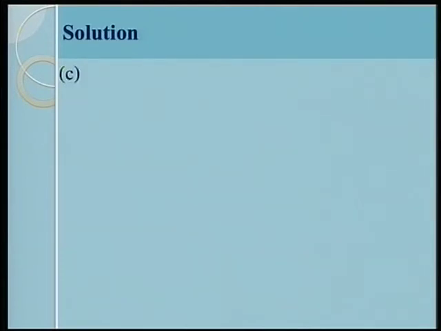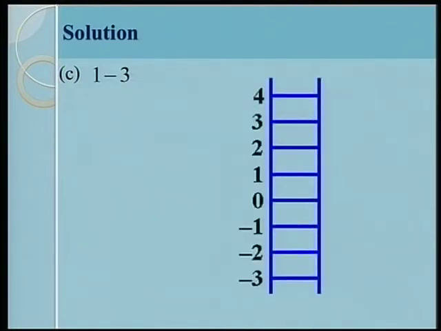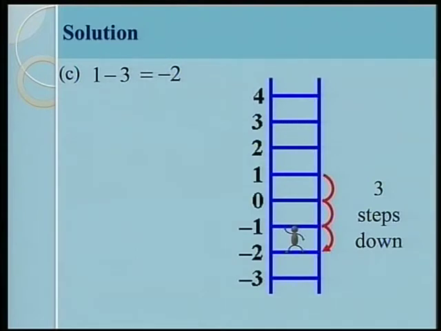We look at the solution for part C, where we need to calculate 1 minus 3. Now Charlie stands at 1. He needs to move down 3 steps. He lands at -2. So the answer is -2.